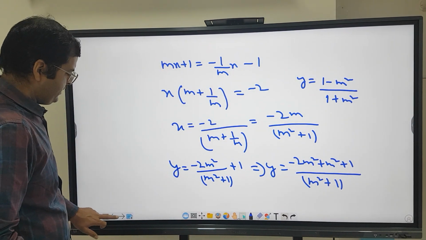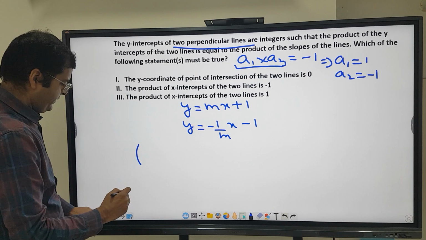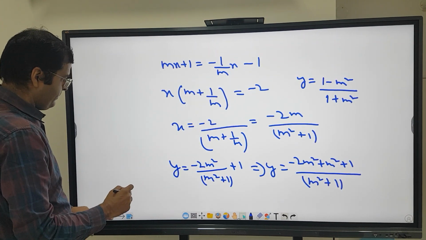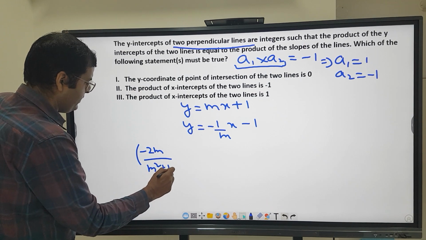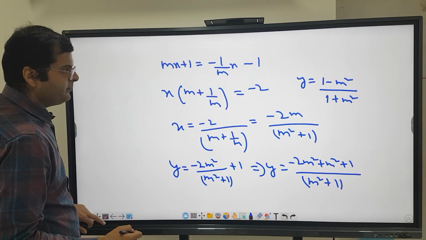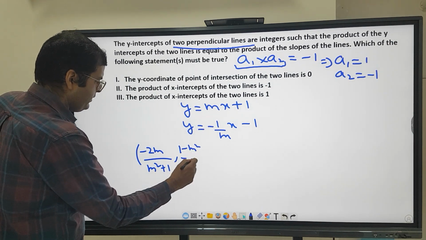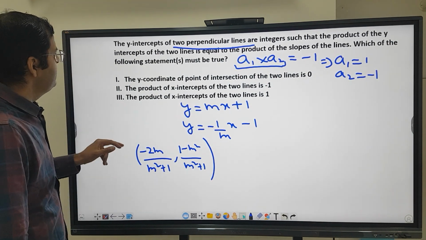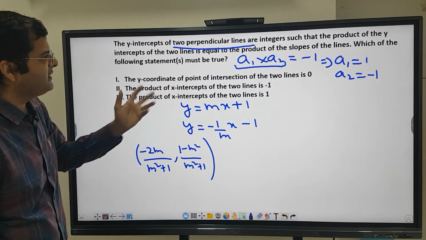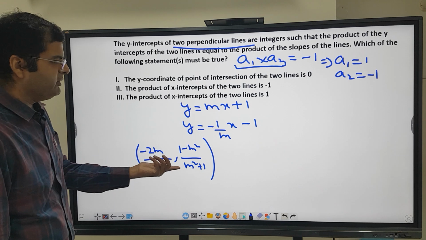So the point of intersection, if I write over here, the x coordinate is minus 2m upon m square plus 1, comma, 1 minus m square upon m square plus 1. So this is the point of intersection. Now it says the coordinate point of intersection is 0. So is it 0? I am not sure. It can be 0, it can also not be 0.